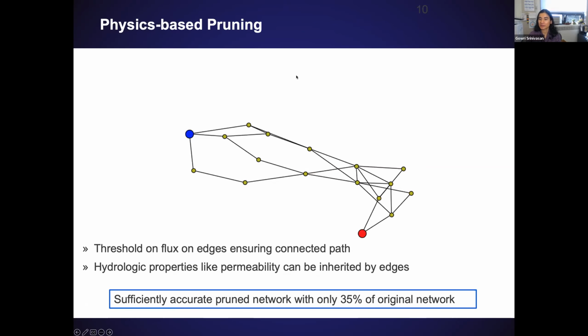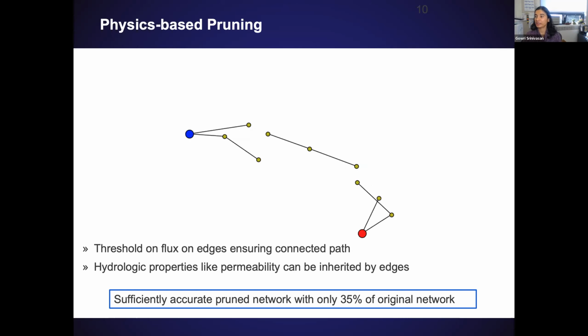Okay, so the next thing we did was, one of the drawbacks of this machine learning based pruning was I could come up with a bunch of fractures. However, there was nothing inherent in that method to ensure connectivity. So I can just say, these are the 20 fractures that should be part of your backbone. But if there's no way for me to get from my inlet to the outlet, if there's no connectivity, then your network is fairly useless. So we had to figure out a way where we can ensure connectivity.